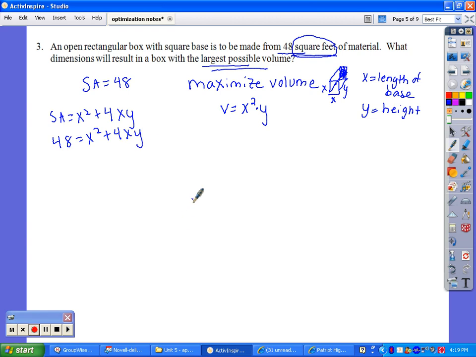Okay, so for this problem, we need to again get volume in terms of one variable in order to find the critical points. So in order to do this, we need to solve for one of the variables. The easiest one is y, since there's only one. So I'm going to subtract x squared, and then I'm going to divide everything by 4x.